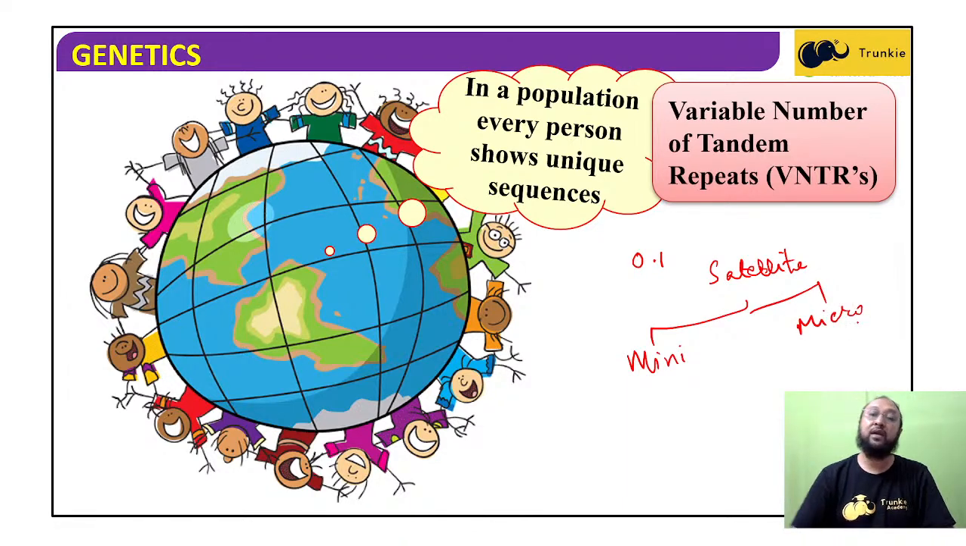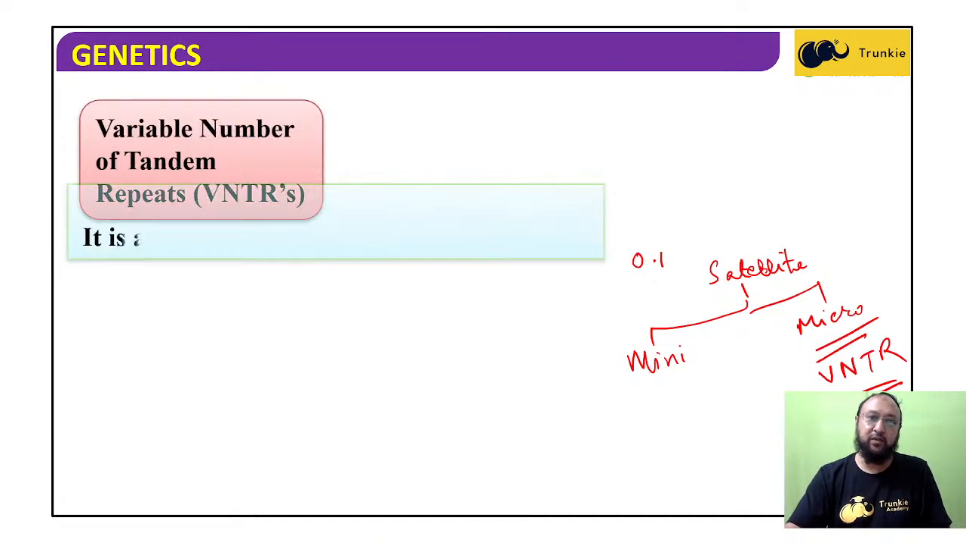Microsatellite, and macro and mini. And in case of this microsatellite DNA, there is the VNTR, and with the help of this, we do DNA fingerprinting. VNTR, variable number of tandem repeats. So we will see what this is.